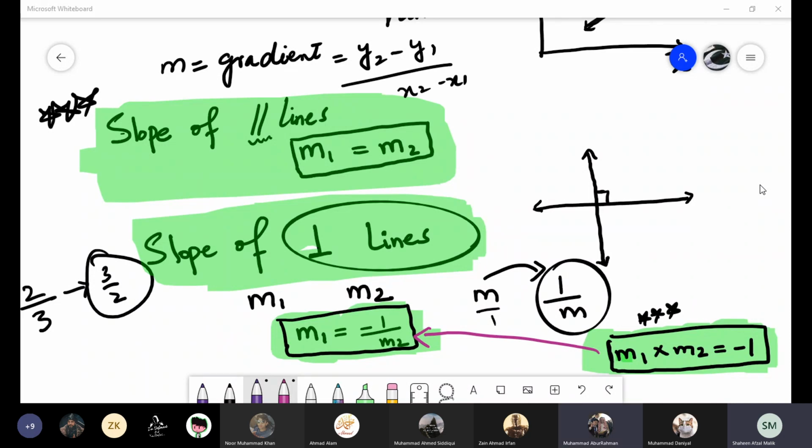Before starting the exercise, you have to write these important points: what are parallel lines and what are perpendicular lines. Just draw the small lines with the pencil, and then write that the slope of parallel lines m1 is equal to m2, and the slope of perpendicular lines, m1 multiplied by m2 is equal to -1, and then m1 is equal to -1 over m2.